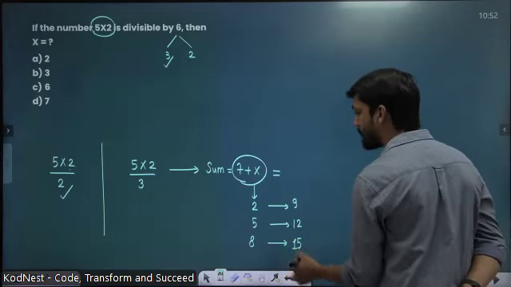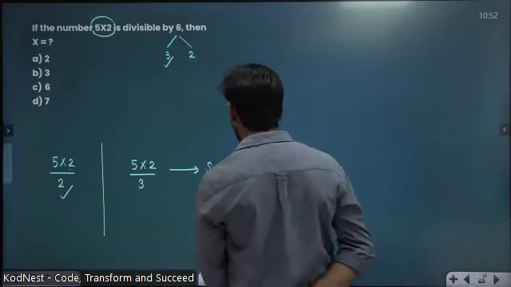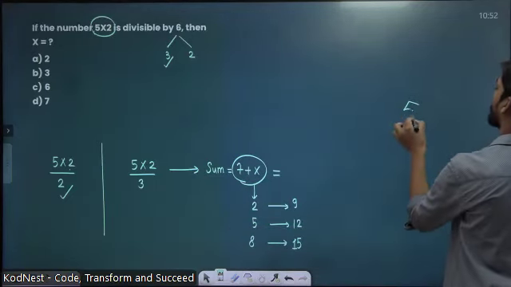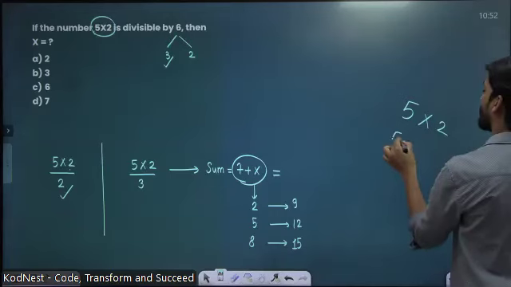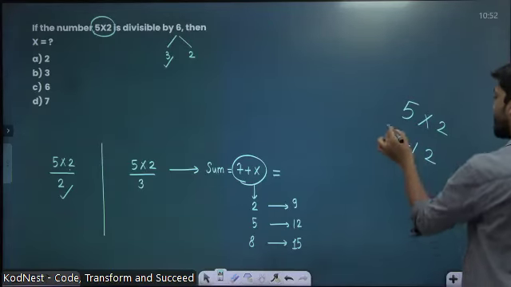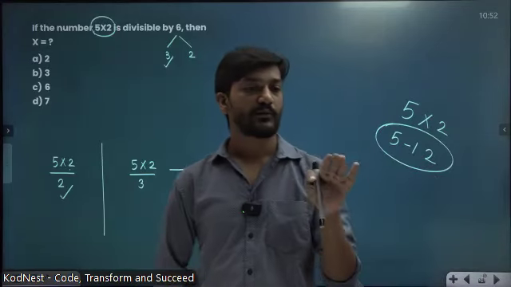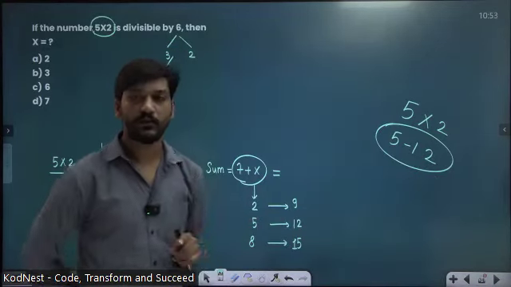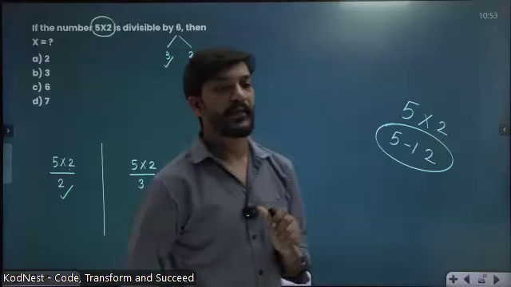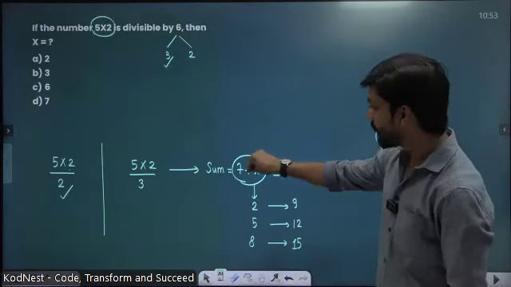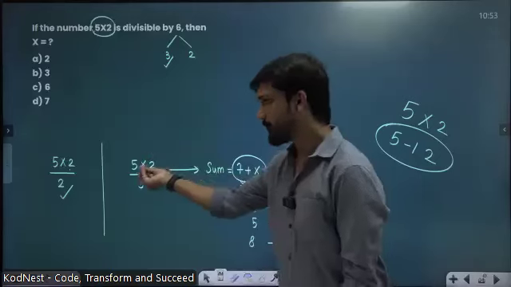Don't say minus 1. Will it make sense? If I write the number, does it look like a number? 5 minus 1, 5 minus 1, 2. Does it look like a number? So don't say minus 1. Minus 1 is okay with respect to the equation, but you have to think as a number.